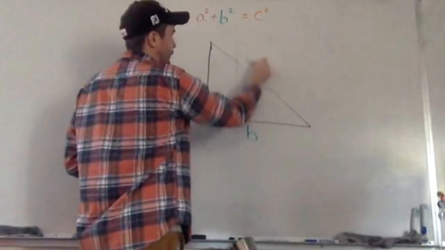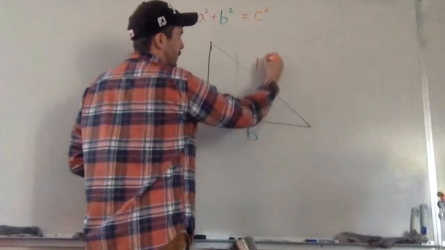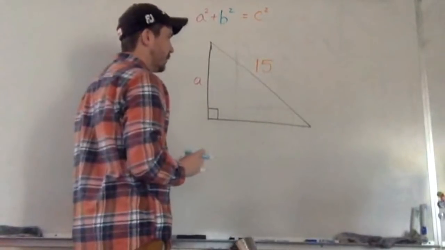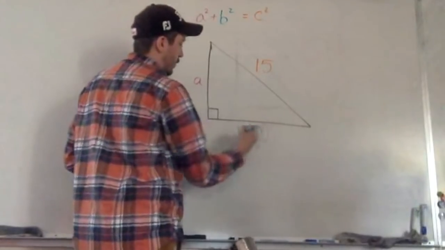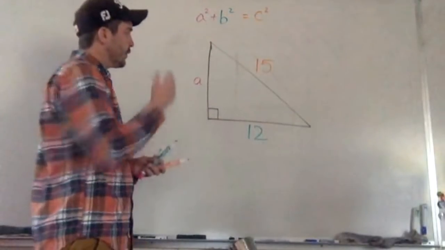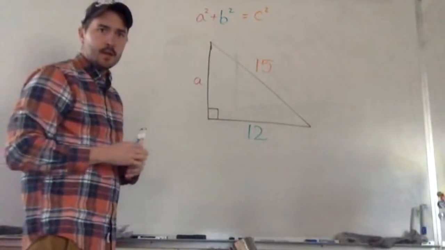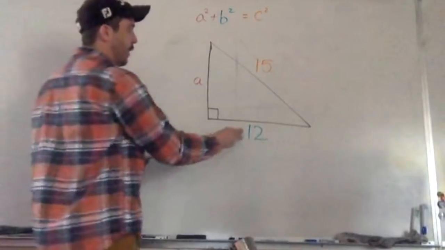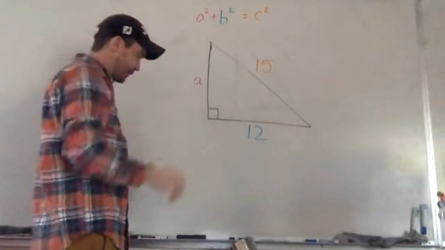But say C was 15, and say B we knew was 12. Well, we don't know what A is yet. So since we don't know what A is, we could still use the Pythagorean Theorem, except we're going to be switching it up a little bit. We're going to substitute in 12 and 15 for our B and our C numbers.